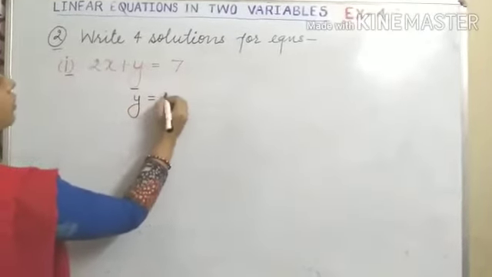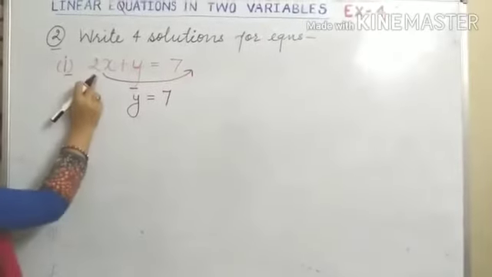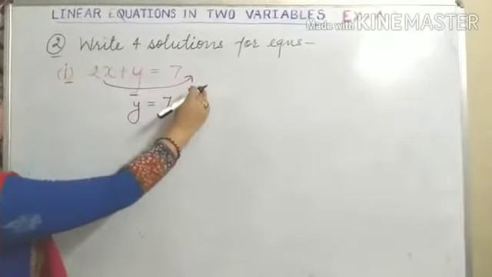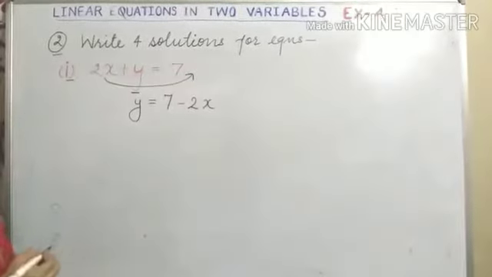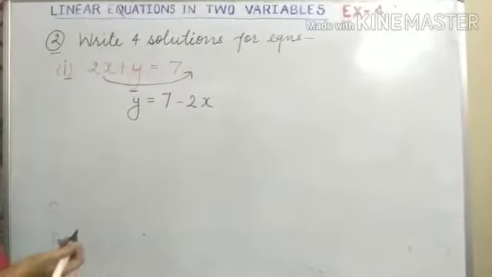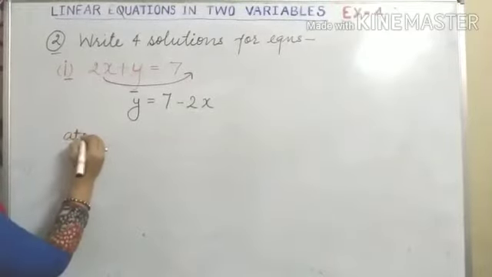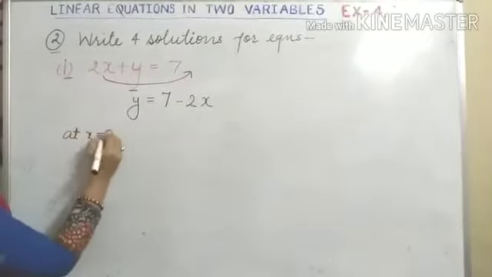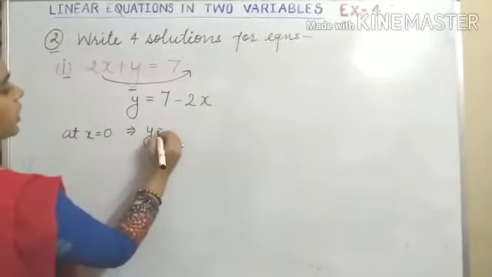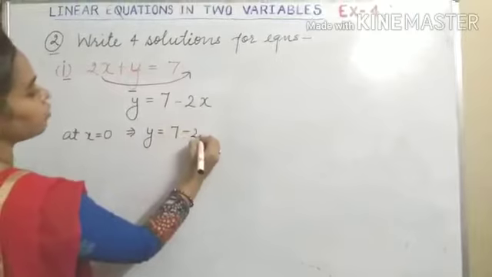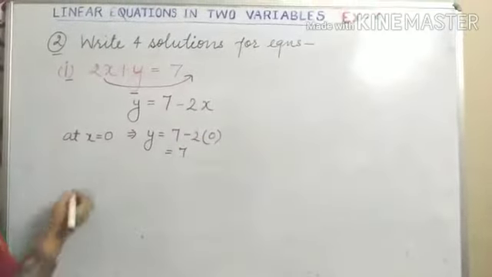y equal to 7. This 2x goes to the right side. Here it is positive, and when we take it to the right side it becomes negative, minus 2x. Now again, the same procedure as we have done in the previous question. We will put different values of x. At x equal to 0, y is equal to 7 minus 2 times 0, which comes out to be 7.